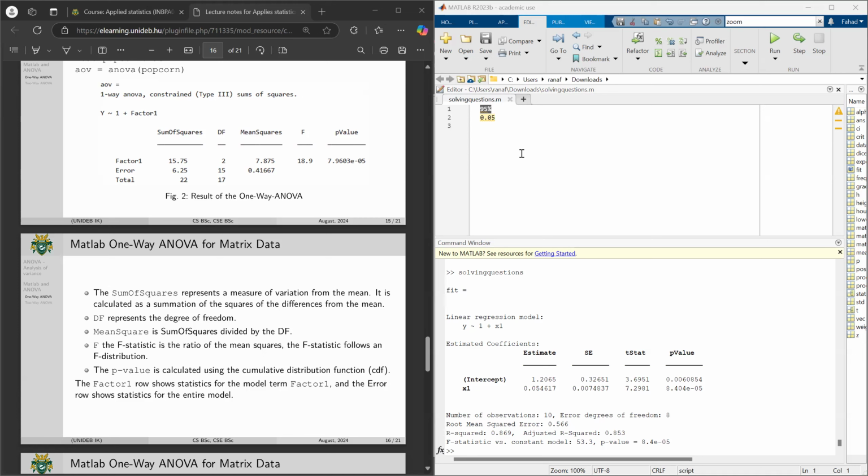And the popcorn question and group means, it's done. Okay, box plot. Let me open the picture of the box plot.